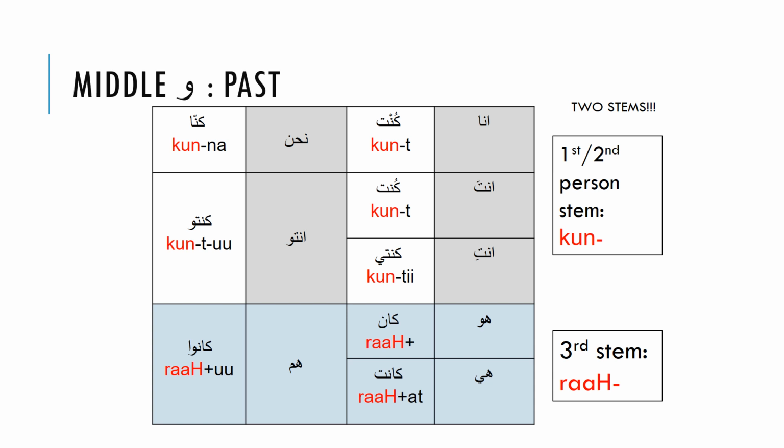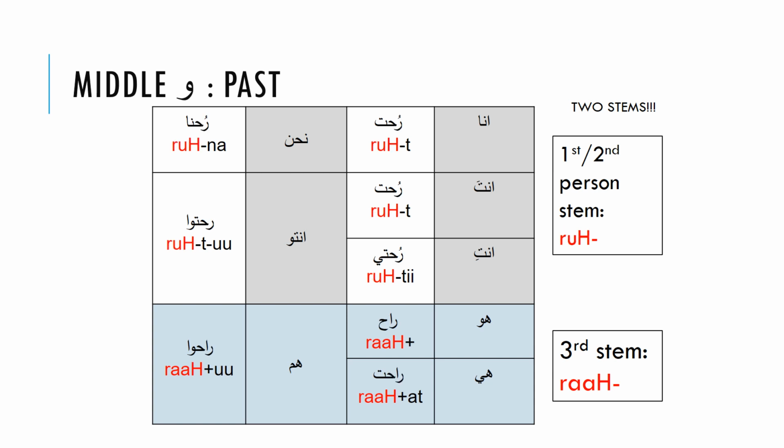And so you have the stem kun. In the third person, you have a totally different stem. You have can, canat, canu. It all follows the same rules, except you have a different stem in the first and second person than you have in the third person. And that's what really makes these different from sound roots. And notice too the different vowels are really important. So we have kun in the first and second, and we have can in the third person.